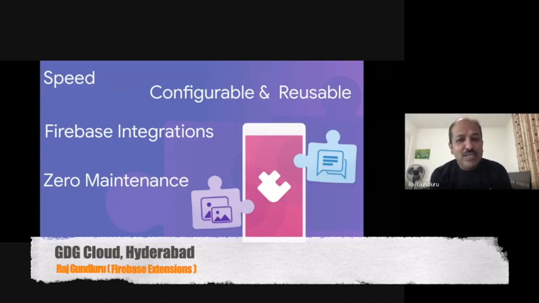And second one is it's highly configurable and reusable. As you saw, each installation of an extension is unique. All you have to do is you specify some configuration values so that the extension can work with your app. Depending upon what the extension does, these values could be anything. Like in our case, translation, we gave a Cloud Firestore path. And in the image resize, we gave the image dimensions and so forth.